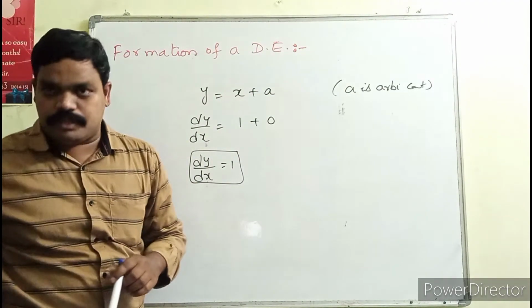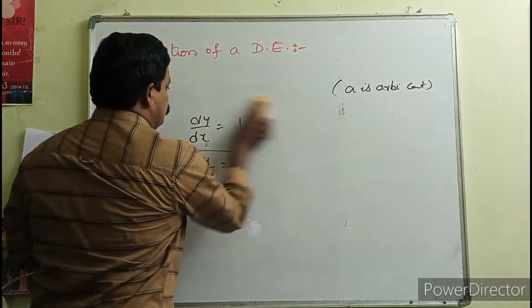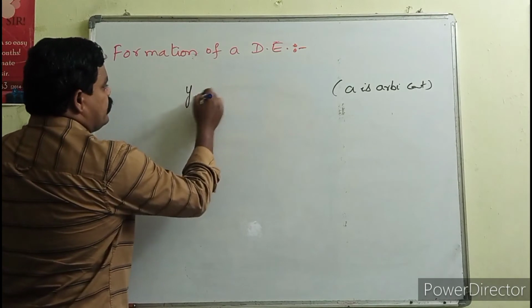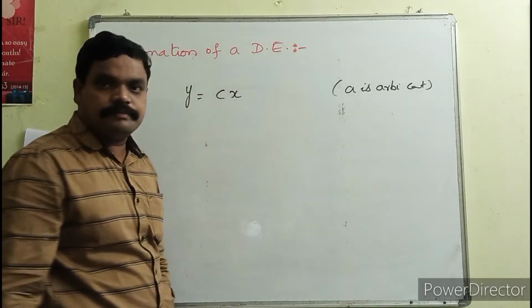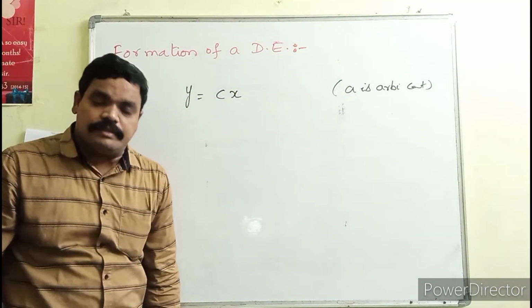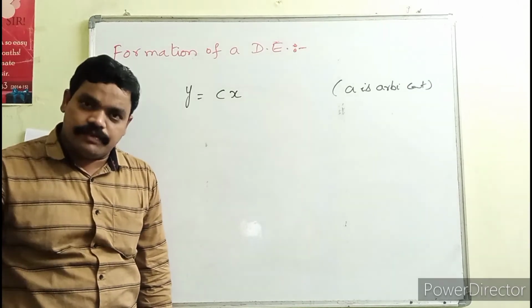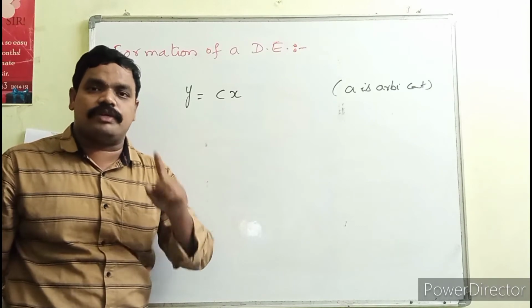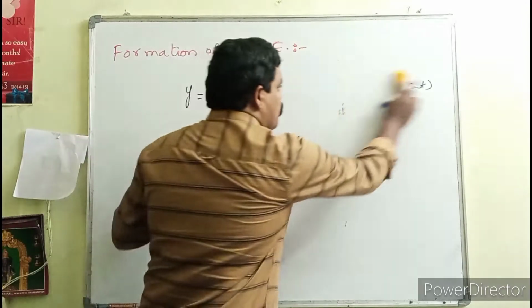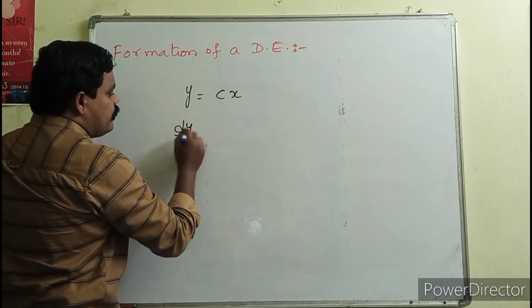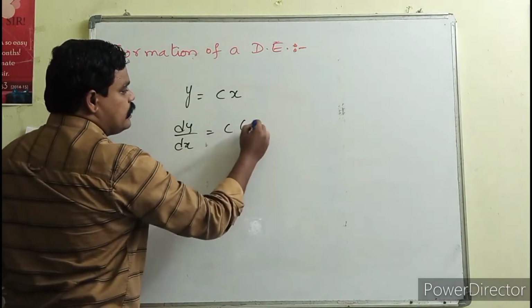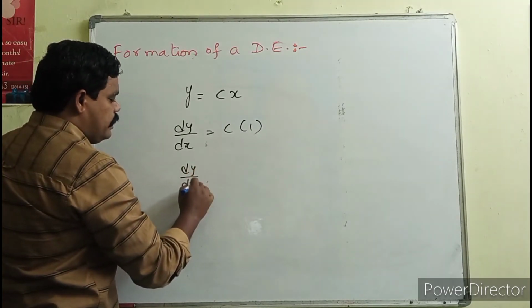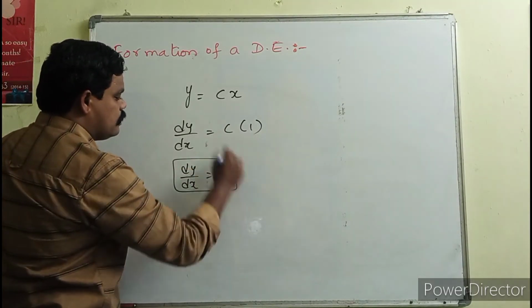Now assume another example. Suppose y equal to cx. Now how many times do we differentiate this equation? Here c is the only arbitrary constant, one constant only. So we differentiate one time, it's enough. So dy by dx equal to c into 1, that is dy by dx equal to c.